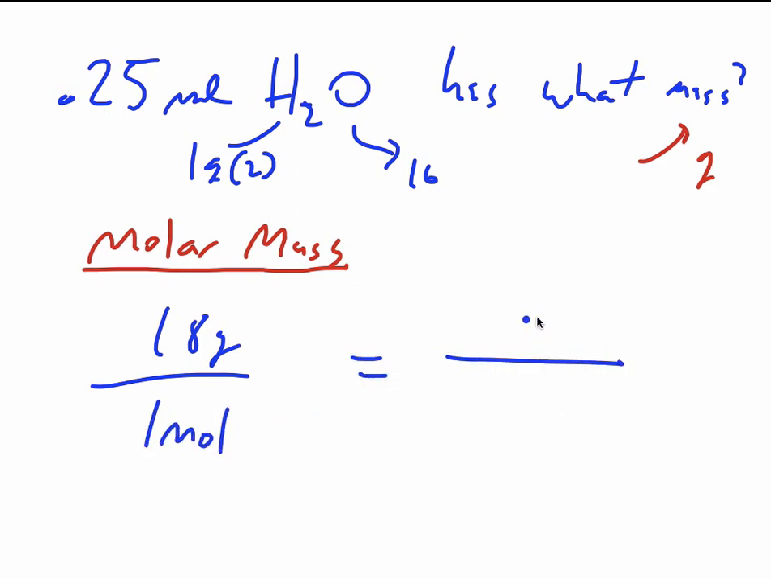That is equal to, well, I want to know what mass, so how many grams per 0.25 moles? Very easy. Then I cross multiply. So when I do that, I do 0.25 times 18 equals x divided by 1, and I end up with 4.5.